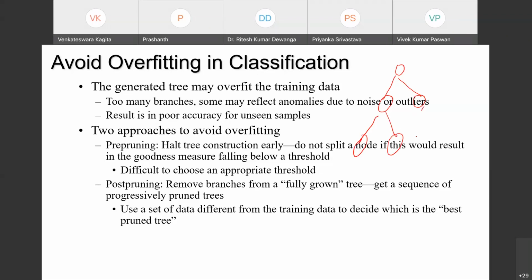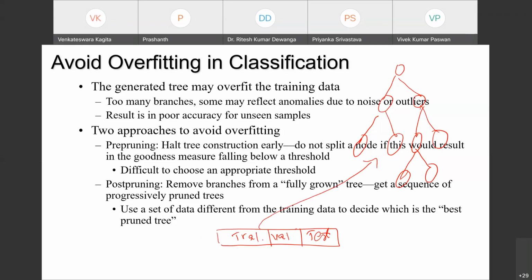Okay. So first of all, divide the data set into three parts. Training, validation or development data set, and testing. Three data sets. Use the training data to build the tree. Okay. Now use this validation data for pruning. Okay. So how do you do this?